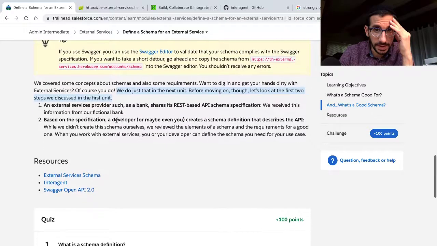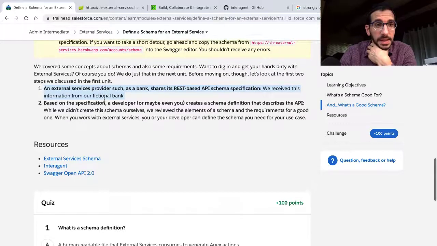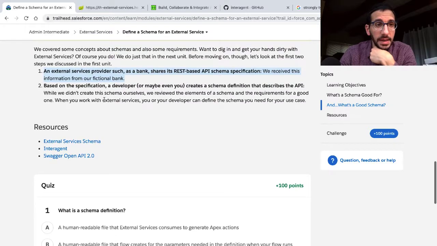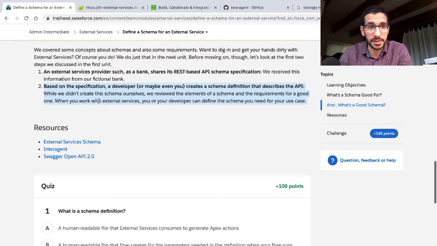Before moving on, though, let's look at two steps we discussed. In the first unit, an external service provider such as a bank shares its REST-based API schema specification. We receive this information from our fictional bank. Based on a specific specification, a developer, or maybe even you, creates a schema definition that describes the API. While we didn't create this schema ourselves, we reviewed the elements of a schema and the requirements for a good one. When you work with external services, you or your developer can define the schema you need for your use case.